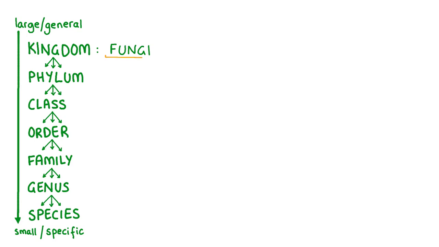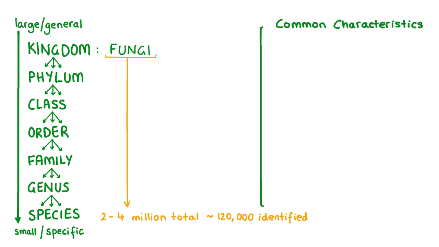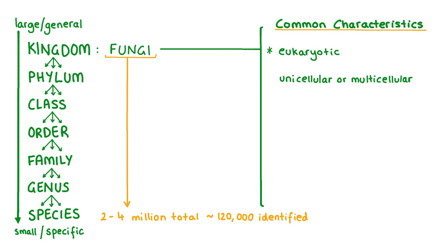Fungi is one of the 5 kingdoms in Whittaker's system. The fungi kingdom is extremely diverse and is estimated to possess between 2 to 4 million total different species. A kingdom is a general classification, so it contains many different species. But all of these species will have some characteristics in common. All fungi are eukaryotic organisms. Fungi can be unicellular or multicellular. Species of fungi may reproduce sexually or asexually.